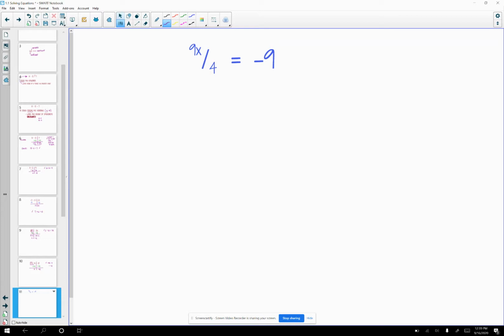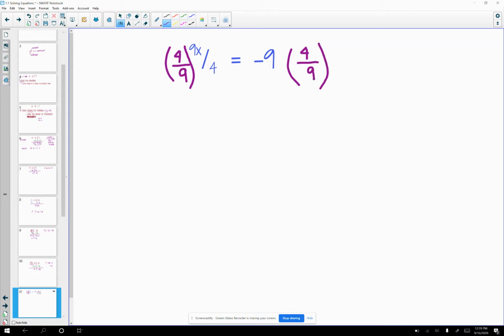So for this one, I've got 9x over 4. And to undo a fraction or get rid of a fraction, we can always multiply it by its reciprocal. And the reciprocal of a fraction is always the fraction just flipped. So you switch the numerator and the denominator. So I'm going to multiply both sides of my equation here by 4 over 9.